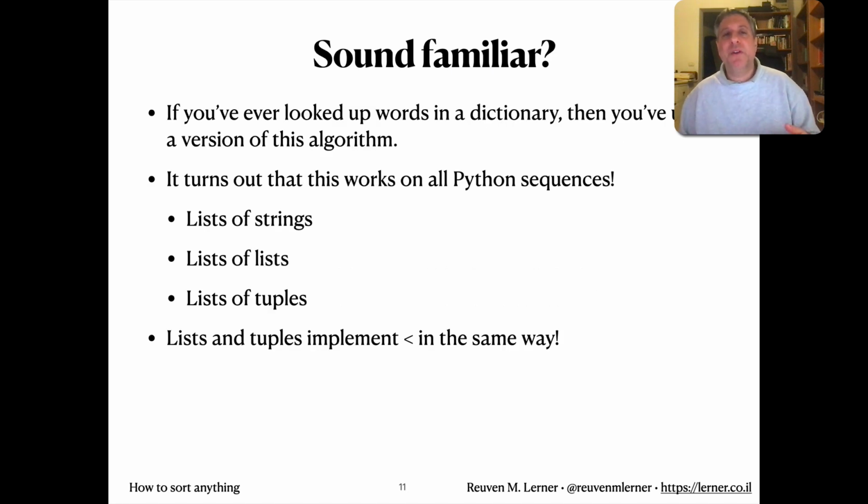Now, if this sounds familiar, then it's probably because you've looked up words in a dictionary before, right? This is how we search for things in a dictionary. We look at the first character, then the second character, then the third character, until we find the word that we want.